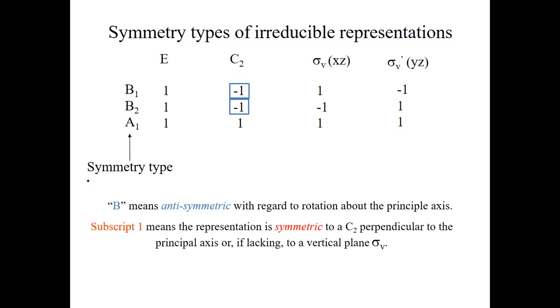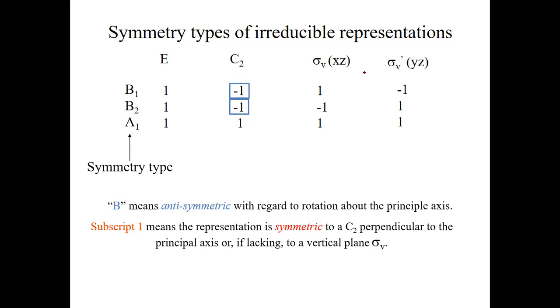Okay, so now the subscript 1 means the representation is symmetric to a C2 perpendicular to the principal axis, or if lacking, to a vertical mirror plane, sigma V. So now in this case, we do not have C2 perpendicular to the principal axis, but we have a sigma V. Okay. So the sigma V is this one.